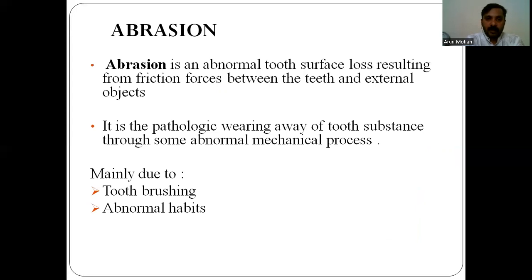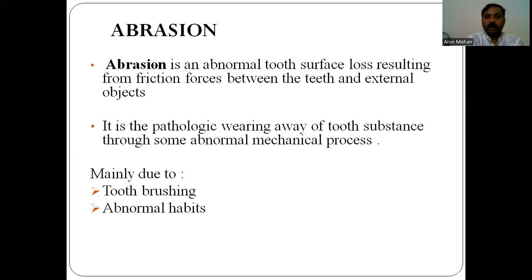Next one is abrasion. Abrasion is an abnormal tooth surface loss resulting from frictional forces between teeth and external objects. Okay, so it's caused by a frictional process. Attrition was caused by friction forces between two tooth surfaces. Here it is caused between the teeth and one external object.